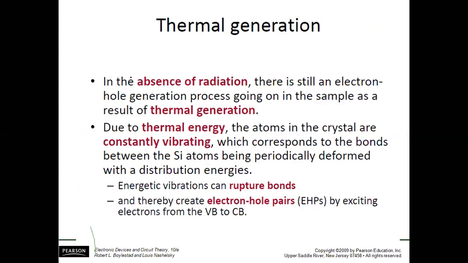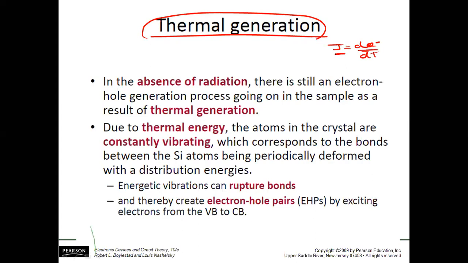So now, what if external radiation is not there? So does it mean that there will be no free electrons? Okay, you know that current is dq by dt, rate of flow of charges. Rate of flow of charges gives you current, and these charges should be in free state.